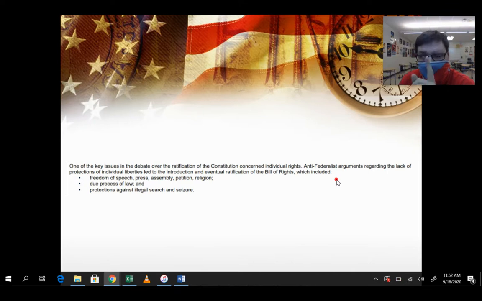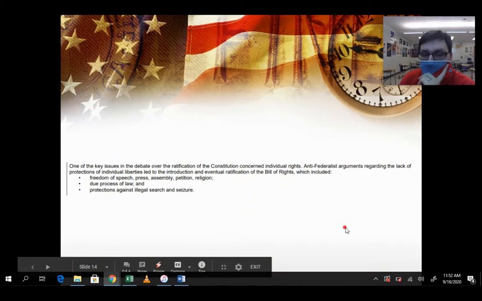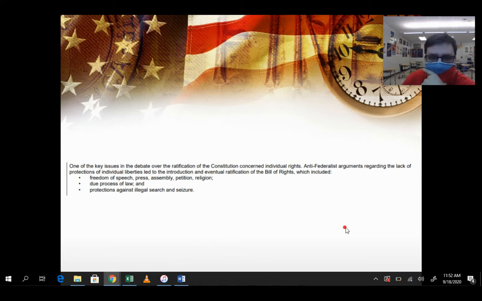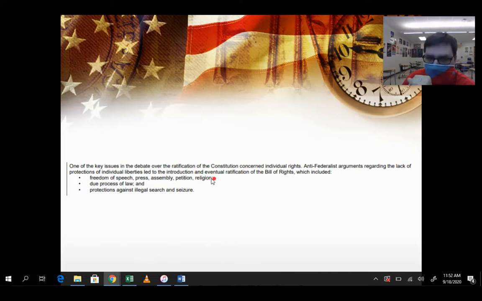So 2 years, 3 years after the Constitution was ratified, James Madison, the guy who wrote some of the Federalist Papers, gets through Congress the first 10 amendments, the Bill of Rights, and they do things like protect our freedom of speech and press and assembly and petition and religion. Our First Amendment rights that we hold dear. Our Second Amendment rights to protect ourselves. Third Amendment rights, no quartering of soldiers. Fourth Amendment rights, no illegal search and seizure. Due process of law, Fifth Amendment rights. Eighth Amendment rights. And that's the background to the Bill of Rights.